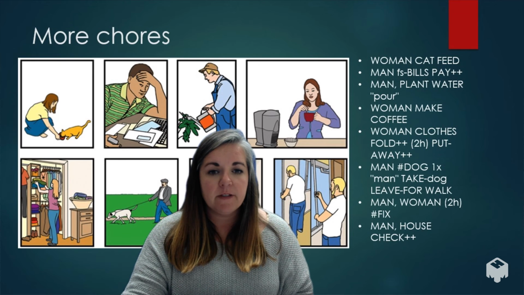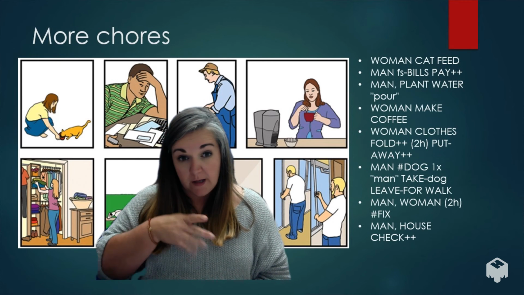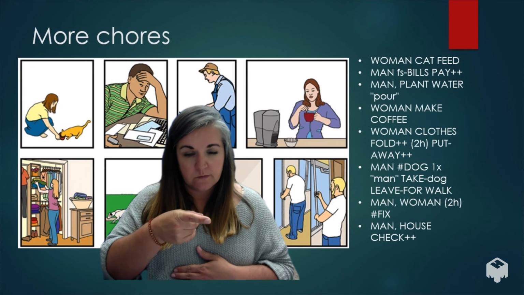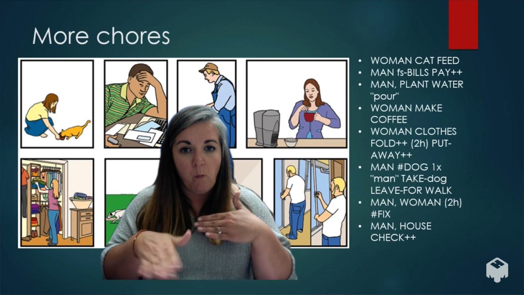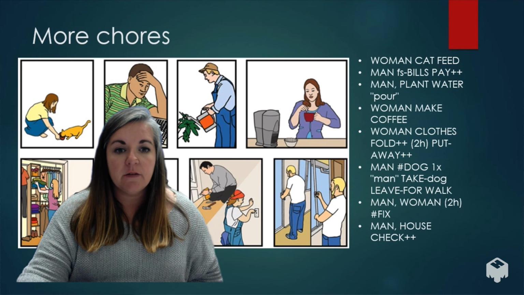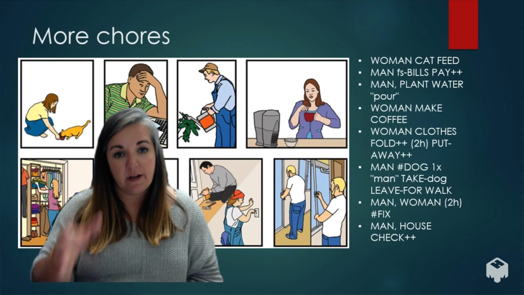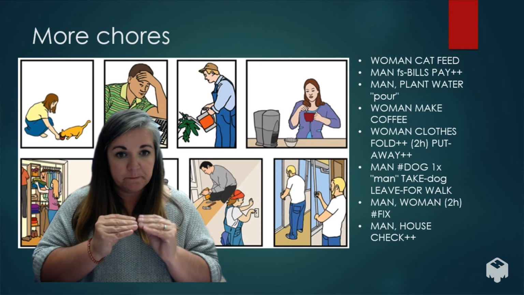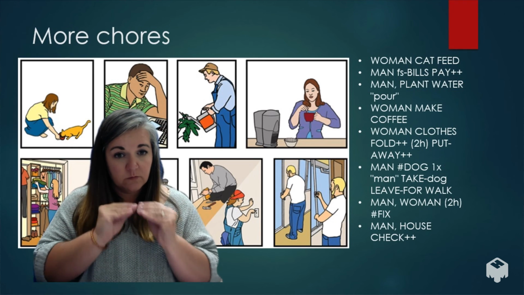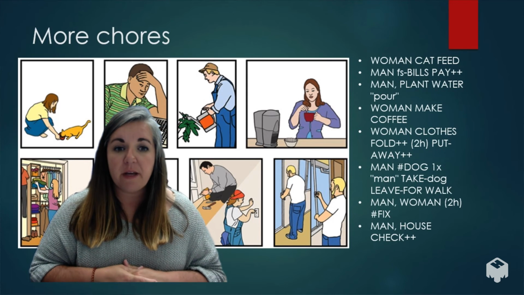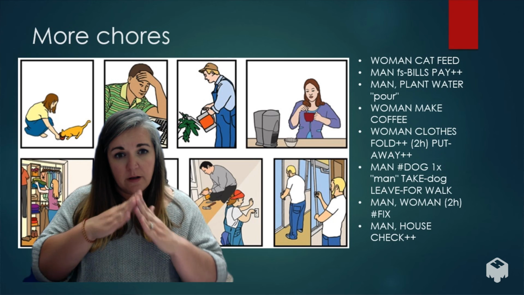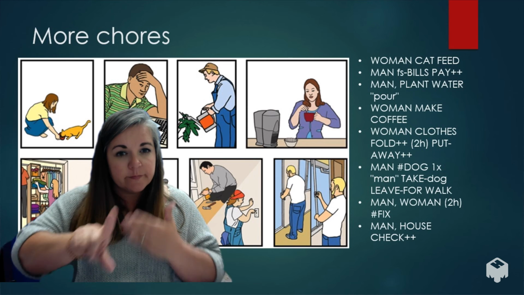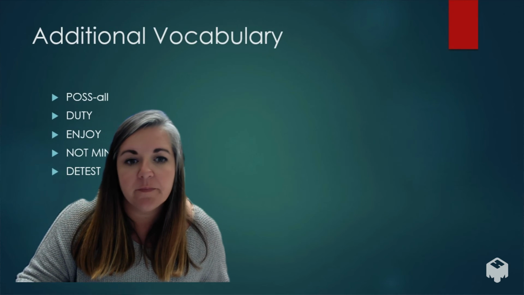Okay. Behind me is a man taking a dog for a walk. All right. Behind me, I have a man and a woman making repairs in their house. All right, and the last one, we have a man just checking out some things in his house. Okay, so make sure you practice those.